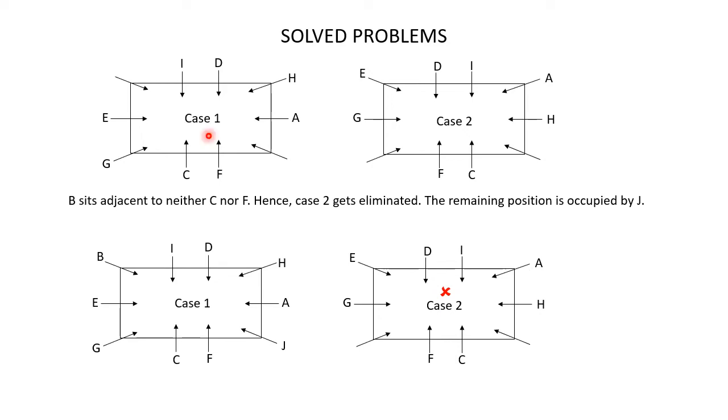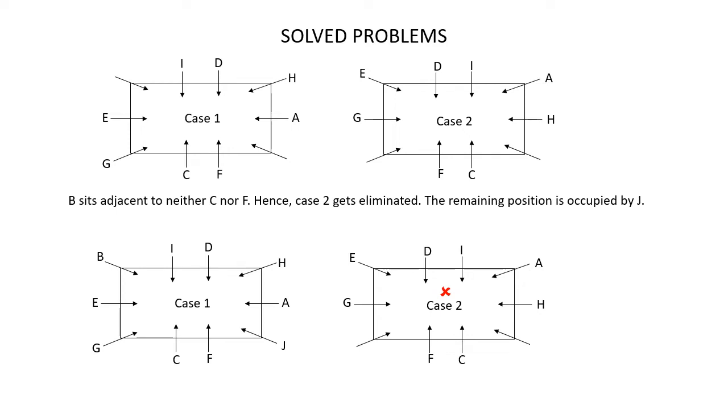This is case 1 and this is case 2. It's given B sits adjacent to neither C nor F. Let's consider case 1. Now the only two vacant places left are here and here for B and J. But it's given B sits adjacent to neither C nor F. So B does not sit next to F. So this has to be the position for B, and the remaining position is occupied by J. So mark B here and J here.